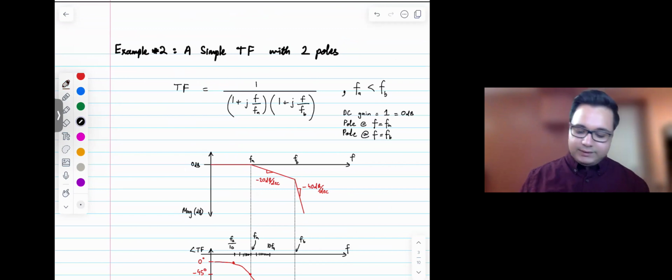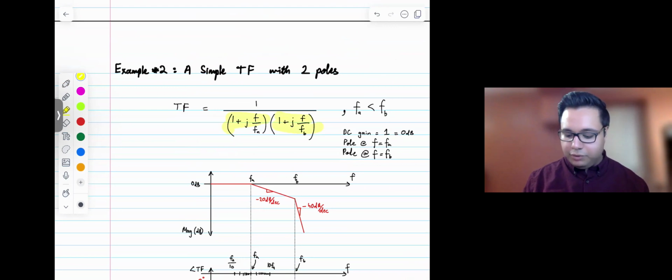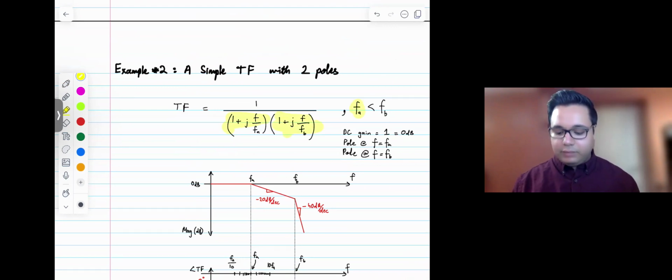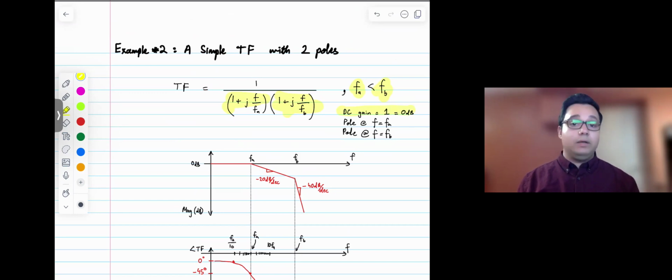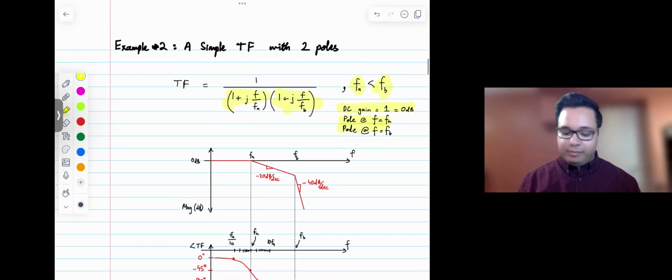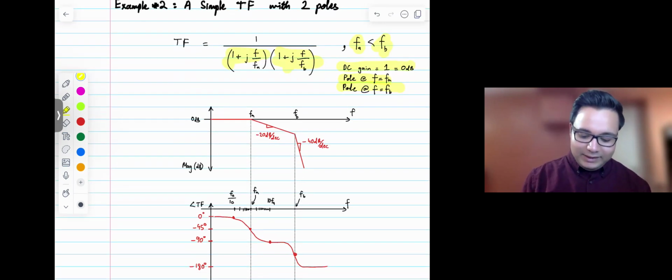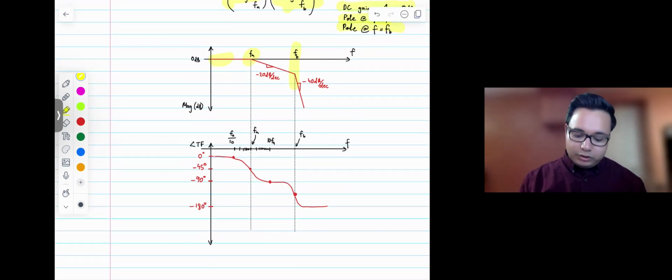Then example 2 is, again, just 2 poles here. That's pole number 1 and pole number 2. And I said that the pole frequency FA is smaller than FB. Just looking at this transfer function, you can see that the DC gain is 1, which is 0 dB, and then there is a pole at FA and another pole at FB. So the DC gain is 0 dB to start with, and then we hit a pole at FA, a pole at FB, and after the second pole, we'll be falling by 40 dB per decade. And then the phase plot is also very simple.